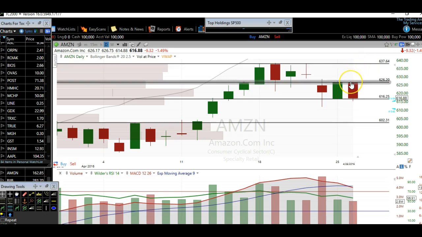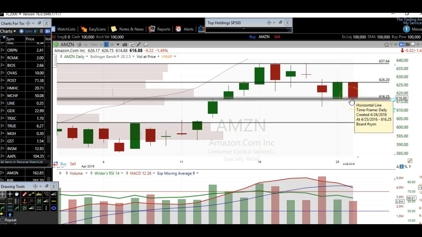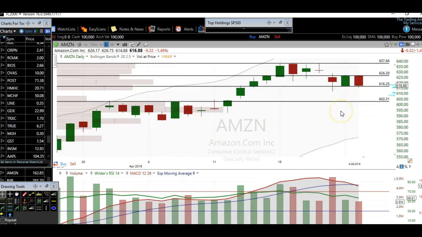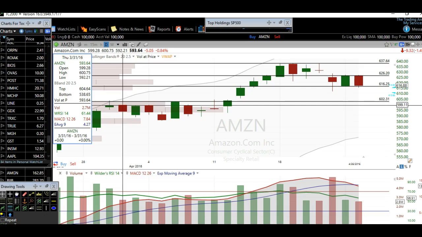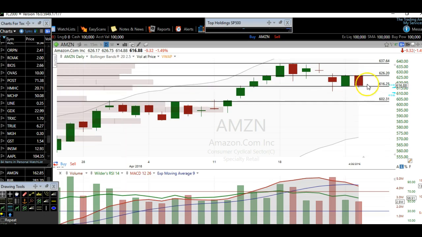Okay, easy levels. A break of 626, and we're going to head about $11 higher. A break of 616, and we're going to head about $14 lower. Okay, so those levels, as you can see, the 602 support is from the highs of this candle, highs of this candle, highs of this candle, highs of this candle, and then just below that, as you can see right there, as I draw that line across there at about 600, we've got support as well. So 600 to 602, there's some support down there, and those are the levels that I'm seeing on Amazon.